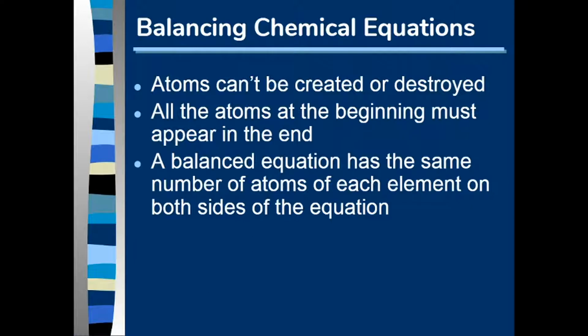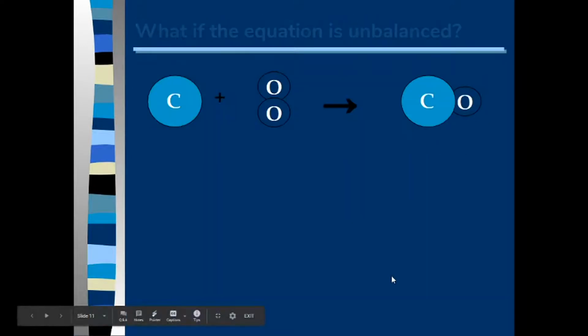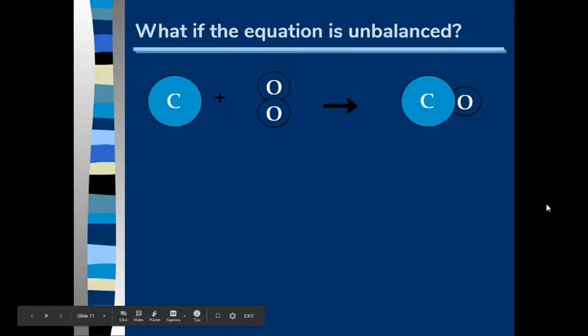This next part you do not need to write out, but I did want to walk you guys through a little example here. Imagine that our reaction is a carbon atom, which you see here, reacting with a diatomic molecule of oxygen. So carbon reacts with oxygen to form carbon monoxide. Now, we know that that's possible. We know that carbon monoxide is a compound that exists and it's formed from carbon and oxygen.